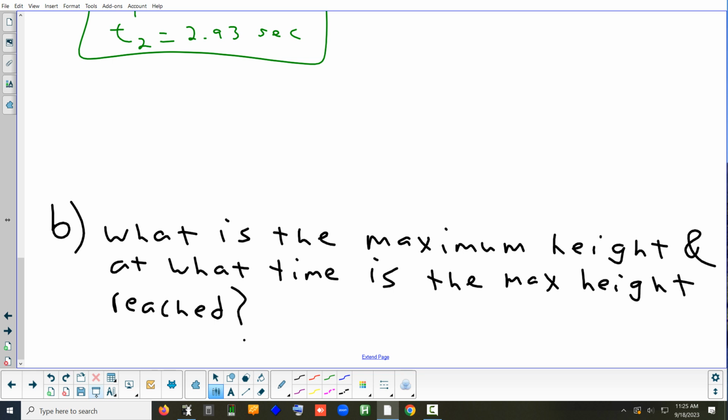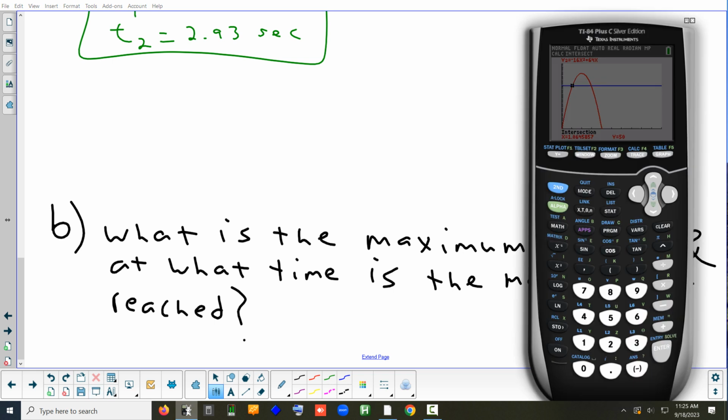Well, we can also use the calculator to figure that out. You need to press second calc again. And I'm not going to do an intersect. What do you think I'm going to do this time to find the maximum height? Maximum. Yep. Now, are we finding the maximum of the blue line or the red one? The red one.